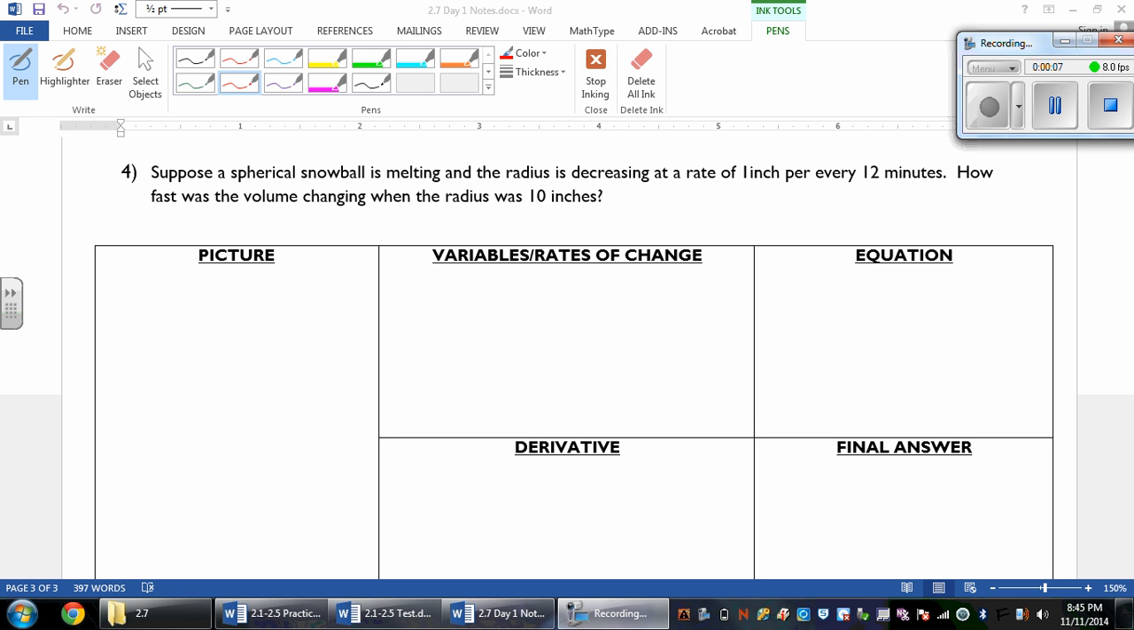That's 2.7 day 1. You'll definitely need to make sure you know how to do this question, as it will most likely be on your quiz on Friday.